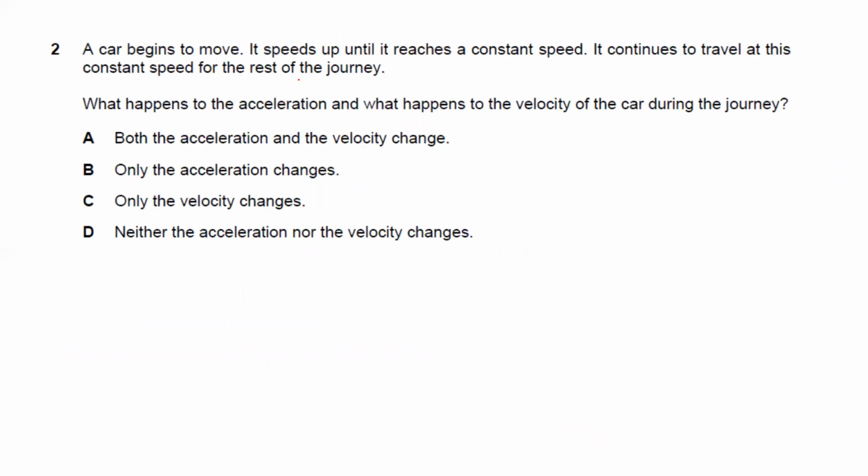Next question. It says a car begins to move. It speeds up until it reaches a constant speed. It continues to travel at this constant speed for the rest of the journey. What happens to the acceleration and the velocity of the car during the journey? First of all, remember when a car begins to move, it accelerates. As it accelerates, the velocity changes, until it reaches a speed and then moves at a constant speed. Until it reaches a constant speed, the acceleration and the velocity are constantly changing. So we can see that both acceleration and velocity change.